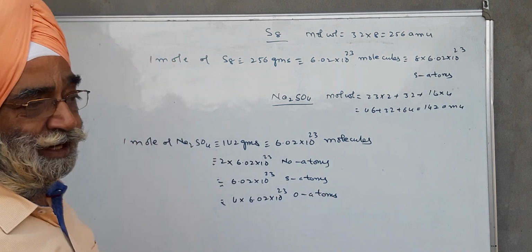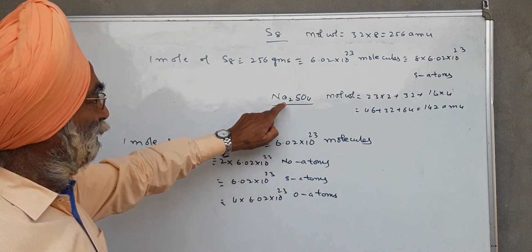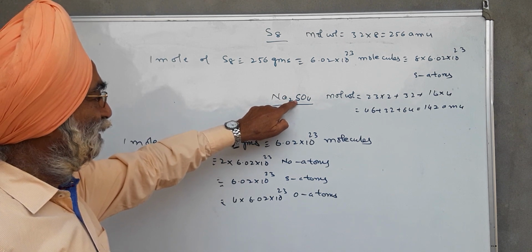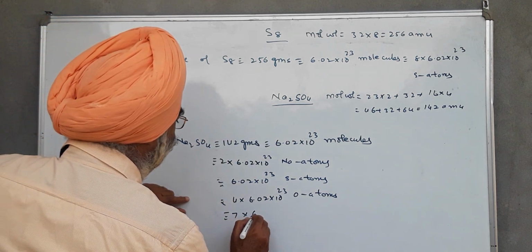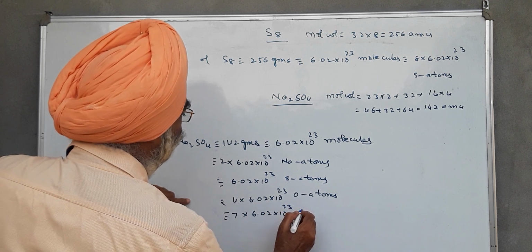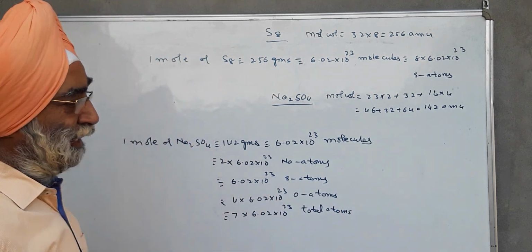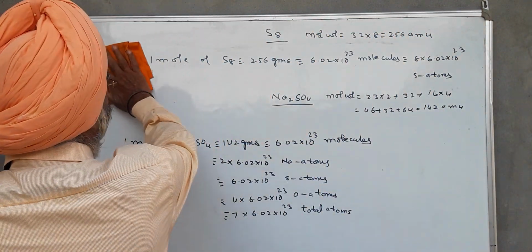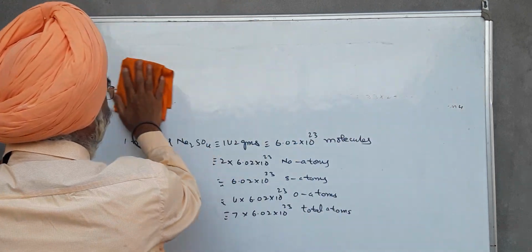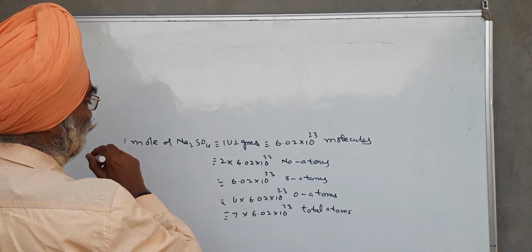And let us extend another step. How many total atoms are present in the molecule? 2 for sodium, 1 for sulfur, 4 for oxygen, 7. This will have 7 into 6.02 into 10 raised to the power 23 total atoms. We can extend our concept to such element. We have another example. Examples help us understand a topic, grasp a topic more sincerely.